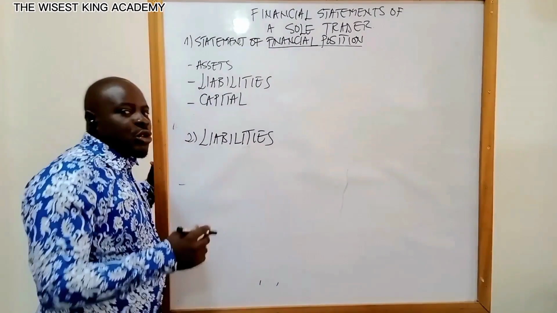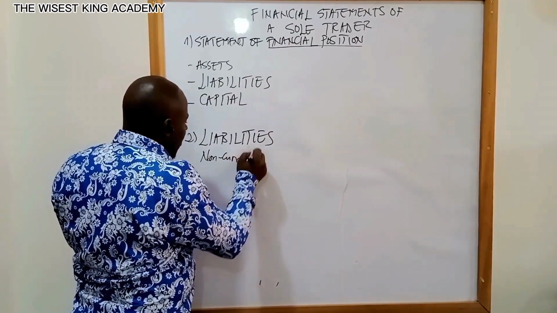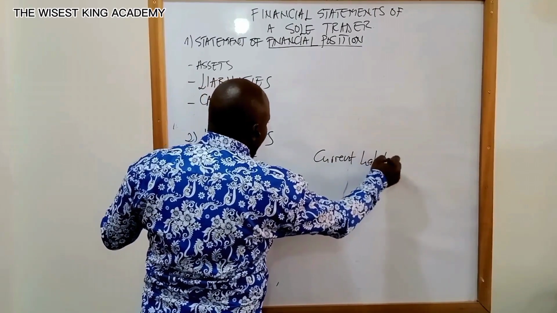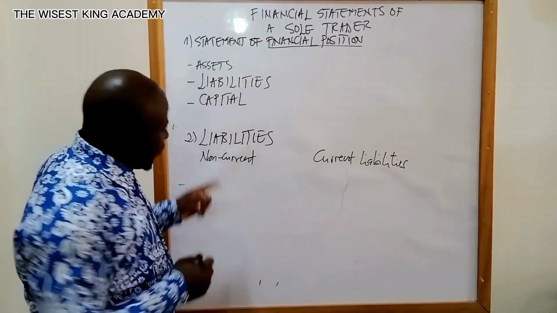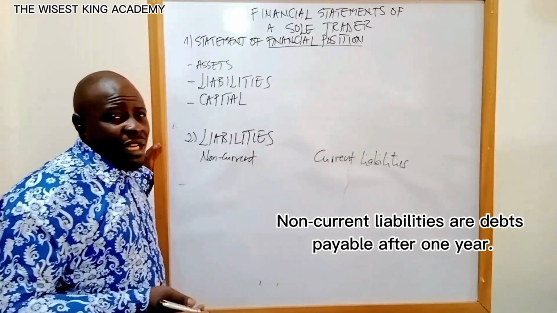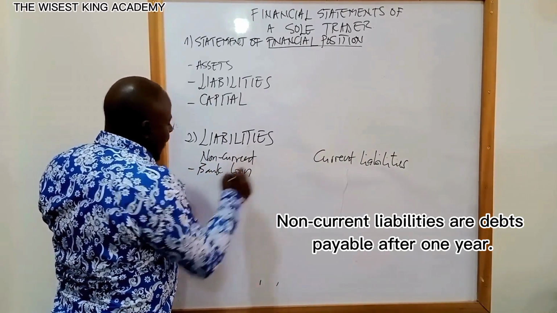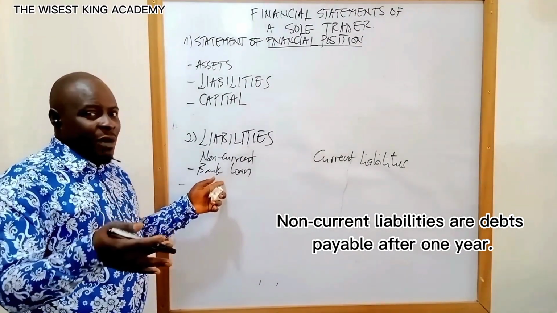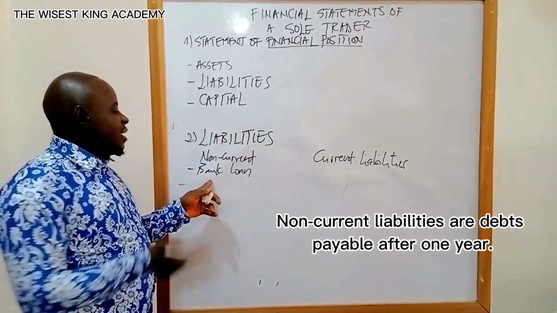Now, liabilities are classified into two categories. There's what we call non-current liabilities, and there's what we call current liabilities. Non-current liabilities are those debts of a business that are payable after 1 year. Our examples here will include bank loan that is payable after 1 year, because we equally have short-term bank loans that are payable within 1 year.